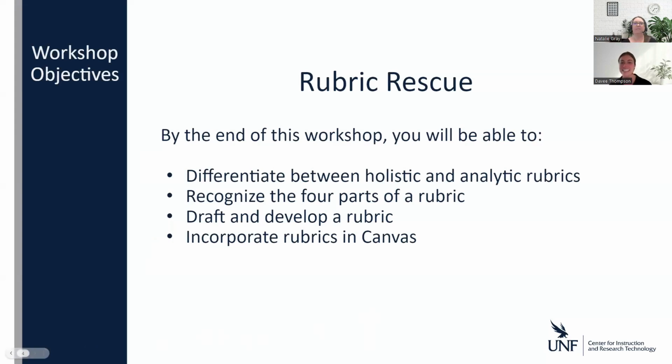All right, I'm going to get started by quickly telling you about our objectives for today's workshop. We're first going to differentiate between holistic and analytic rubrics. The wonderful Natalie is going to take us over that in a second. Then we're going to recognize the 4 different parts of a rubric. We'll follow that by drafting and developing a rubric. So we'll actually show you how to develop a rubric from the very beginning all the way into incorporating it into your Canvas course. After we create that rubric, we're going to show you how to put it into your Canvas course, and you can put it in multiple of your courses if you'd like. We'll show you how to do that.